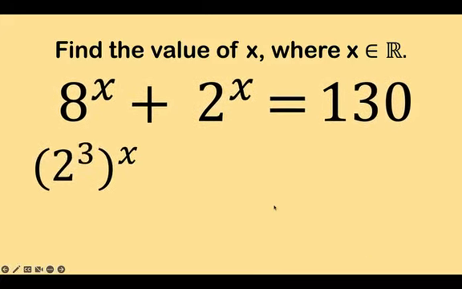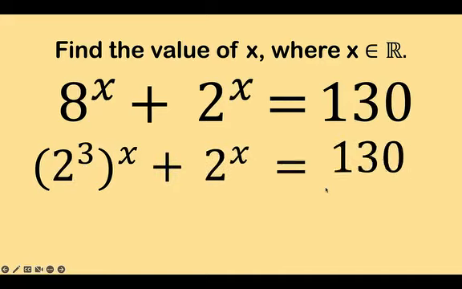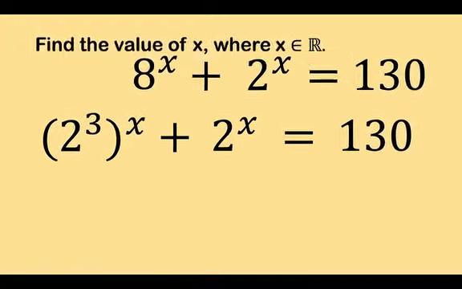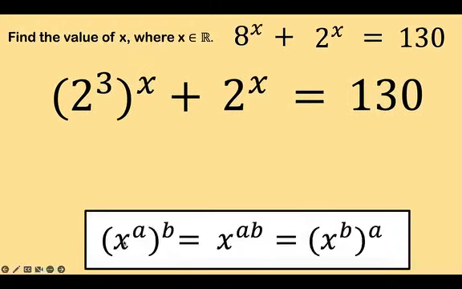Let's begin by writing 8 as an exponent, 2 raised to the third, and we copy all the rest. Next, let's recall some properties of exponents. If we have x raised to a, all raised to b, we can apply the power rule of exponents to write it as x raised to the product of the two exponents. But since multiplication is commutative, we can also rewrite this as x raised to b, all raised to a. We are going to apply this in order to interchange this exponent 3 and this exponent x to have this form. Then we copy all the rest.